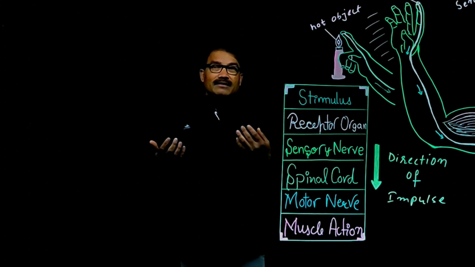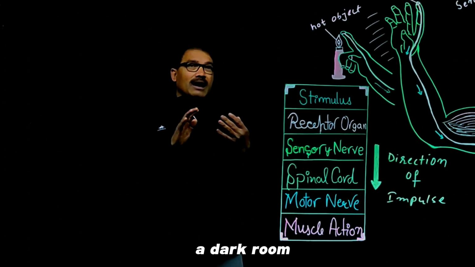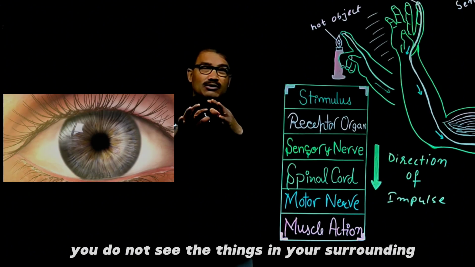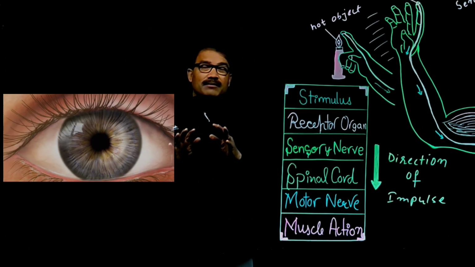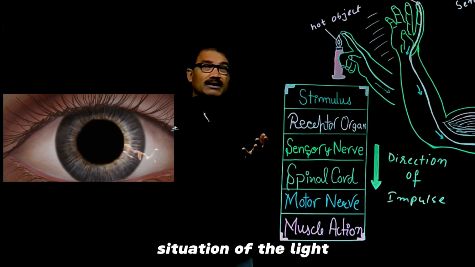Now imagine that you are entering from a bright sunny area into a dark room like a theater hall. So for the first few seconds you do not see the things in your surroundings because your eyes have to readjust to that situation of the light.